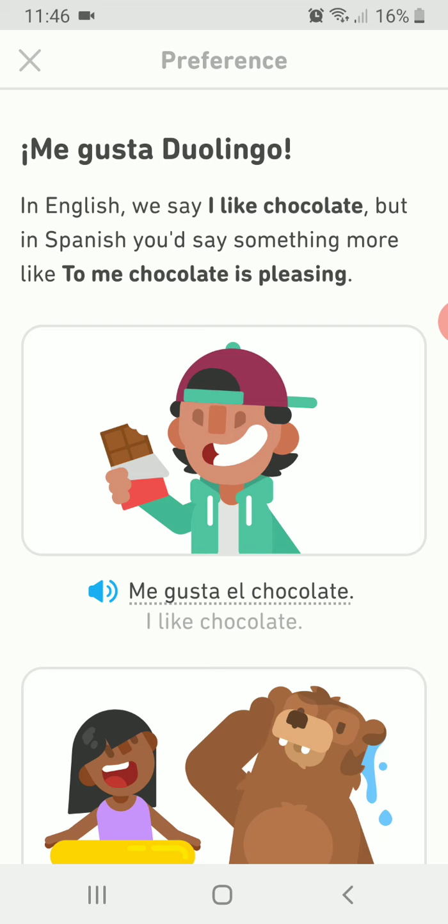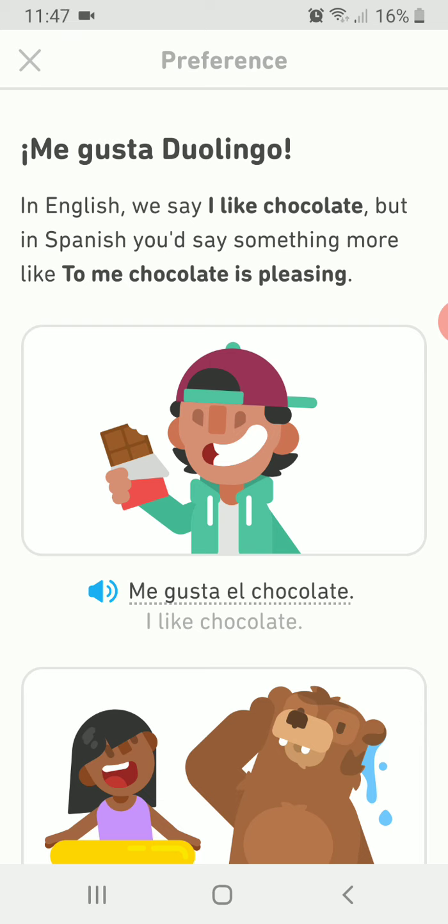Me gusta Duolingo. Duolingo is this smartphone application that I'm using right now. You can download it for free on your Android or on your iPhone. It doesn't matter. It works on both. So me gusta Duolingo means I like Duolingo in Spanish, I mean, if you translate from Spanish to English.